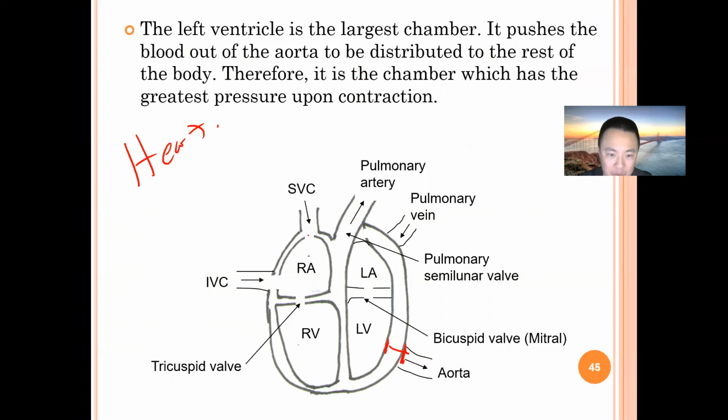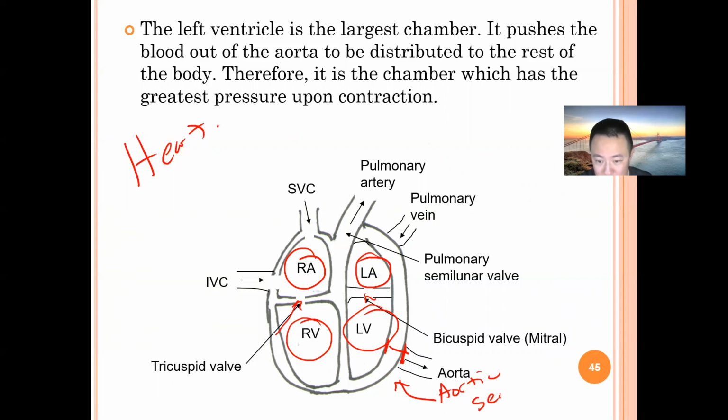And here are the different chambers here: right atrium, left atrium, right ventricle, left ventricle, tricuspid valve, bicuspid valve, pulmonary semilunar valve, aortic semilunar valve is somewhere back here. Aorta, right here. So we have the aortic semilunar valve. Superior vena cava, inferior vena cava, pulmonary artery and vein.